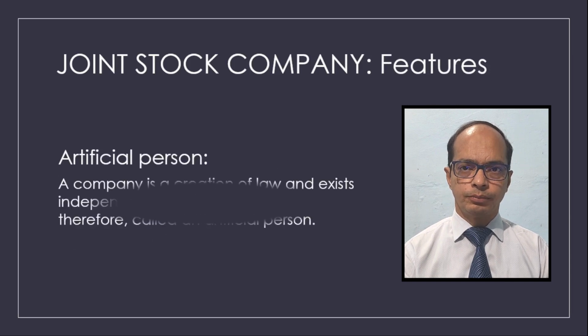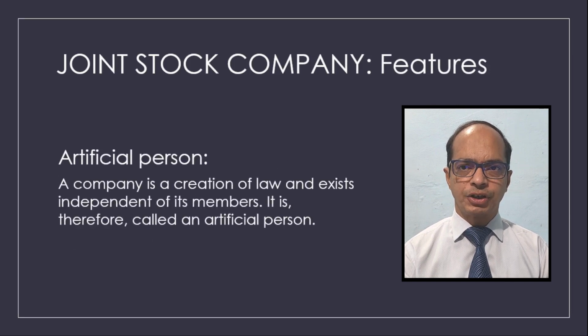First of all, joint stock company is an artificial person. Means it is not a human being but works as a human being. It can't eat or breathe or walk on the streets. But like a human being, joint stock company can sue or can be sued in the court and may sign the contracts with outside parties.